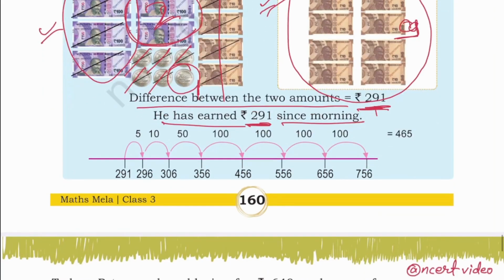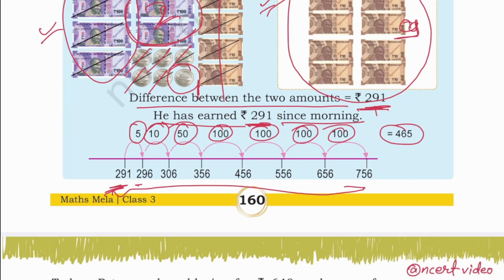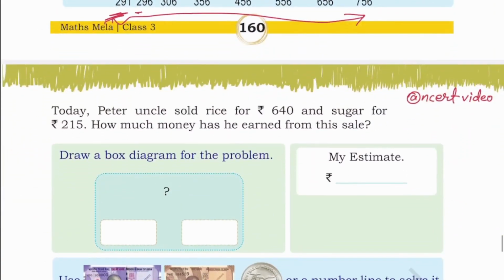You can check your answer by adding 290 to 465. That is 460 and 5. Okay, you will get 756.